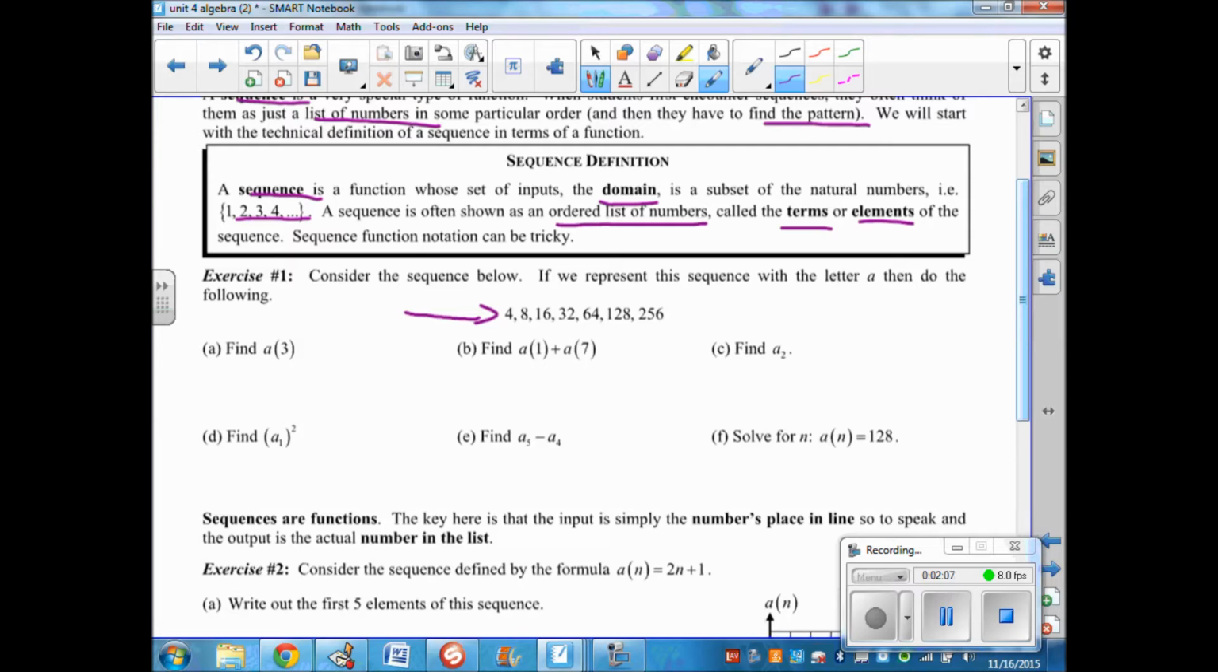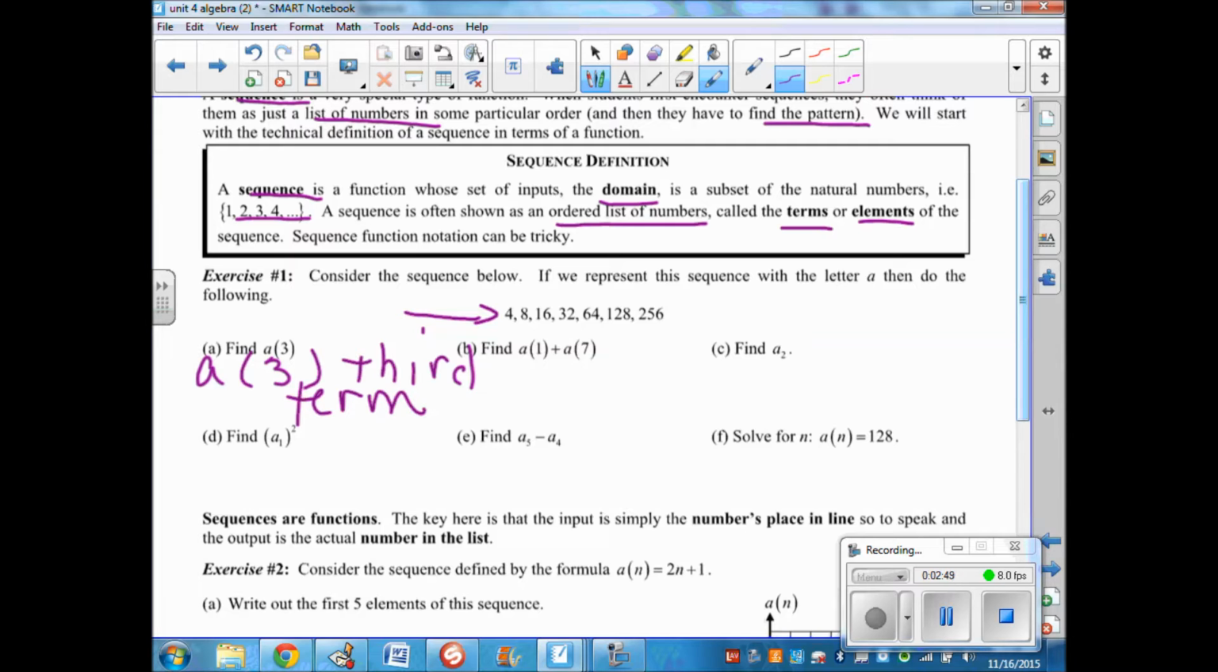So it says, find A of 3. Well, up until this point, what have we been doing? We've been taking that value that's in parentheses and substituting it into a formula, and that's our input, and then we come out with our output. So these right here, these 4, 8, 16, 32, those are our outputs. So they're saying if we put a 3 in, what's going to be our output? Meaning this represents A of 3, the third term in line.